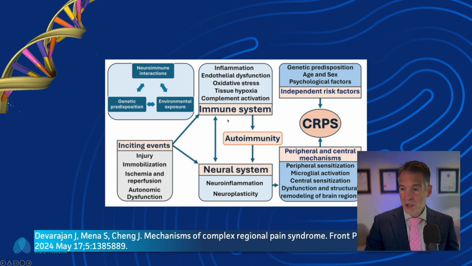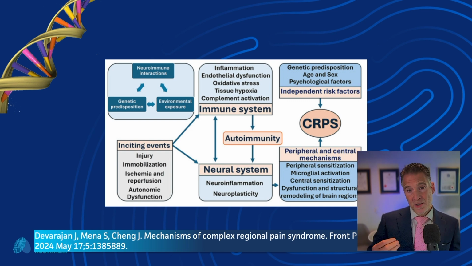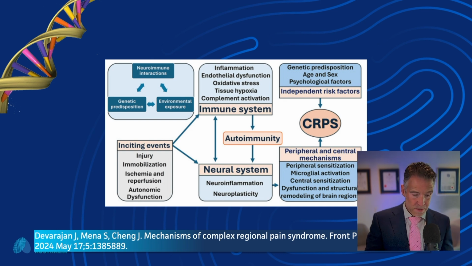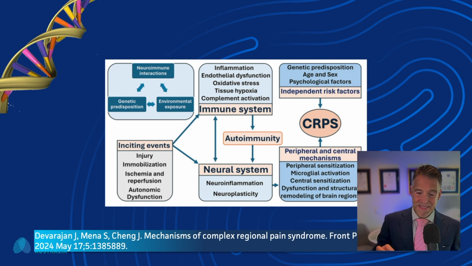Let's focus on the inciting injury. So what you've got is some kind of trigger, a trauma to the body in some way. Injury, immobilization, something we call ischemia and reperfusion. So if there's a part of the body that doesn't get blood flow for a period of time, and all of a sudden there's a whoosh of blood back into the body, that can trigger CRPS. And autonomic dysfunction. So the autonomic system is a part of the nervous system, and that can malfunction.